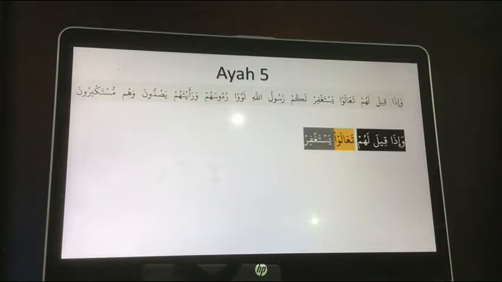So wa idha qila lahum, so it's a passive form. So when it was said, lahum is jar majrur, which is la and hum, for them. When it is said to them or when it is said for them, both make sense. Okay. So when it is said for them or when it is said to them, it doesn't matter how you do it in English translation.